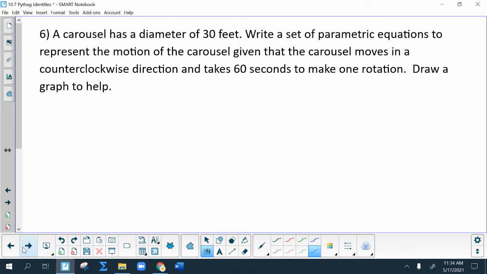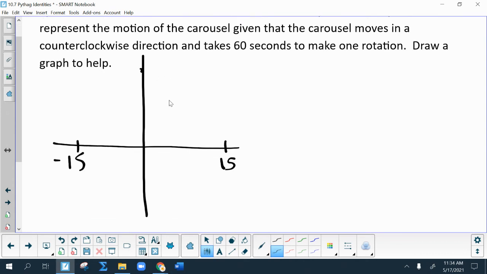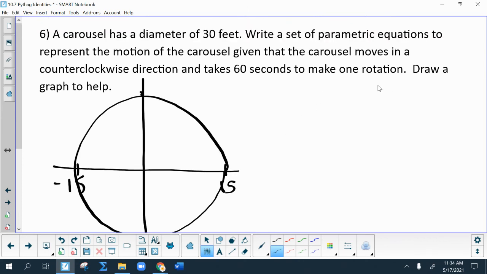All right, last problem we're going to do is pretty quick and easy as well, I hope. It says a carousel has a diameter of 30 feet. So I'm going to draw a quick little sketch of this. So if my diameter is 30, that means my radius is 15. Okay, so here's my carousel, going around like this. It says, write a set of parametric equations to represent the motion of the carousel given that the carousel moves in a counterclockwise direction and takes 60 seconds to make one rotation.